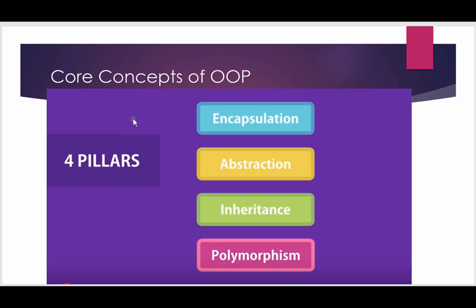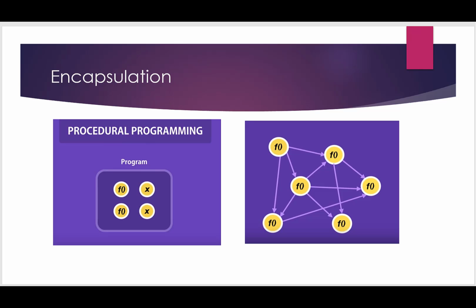Okay, now we want to see what the concepts of object-oriented programming are. The four main concepts, or four main pillars, of object-oriented programming are encapsulation, abstraction, inheritance, and polymorphism. We will talk about them one by one to understand their meanings.